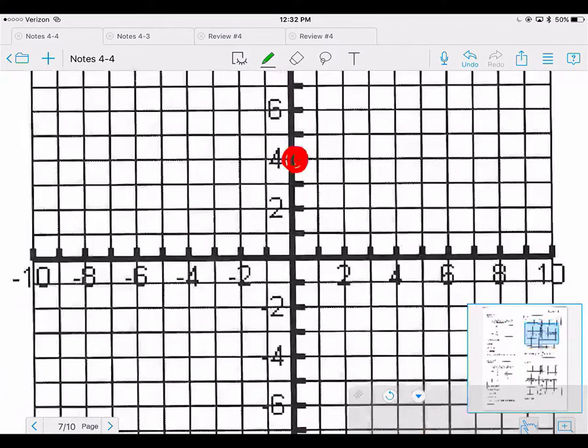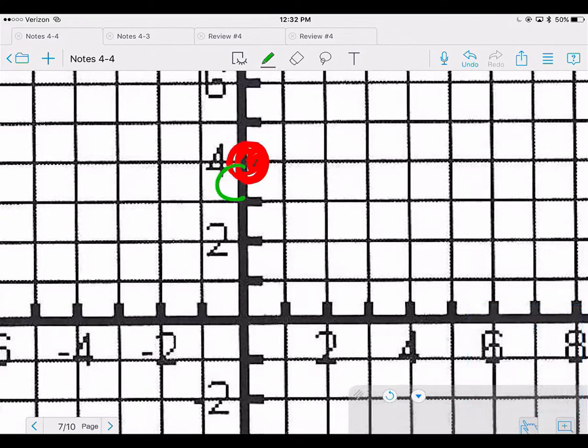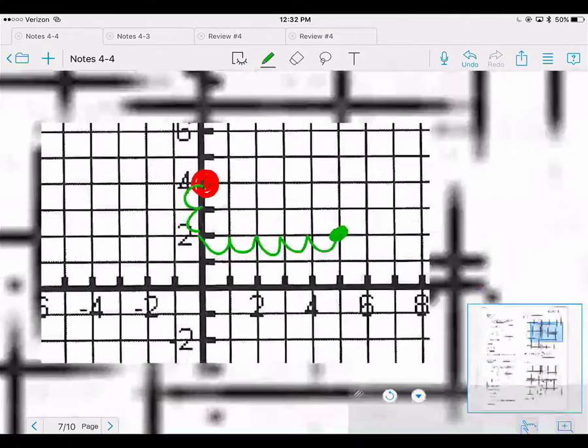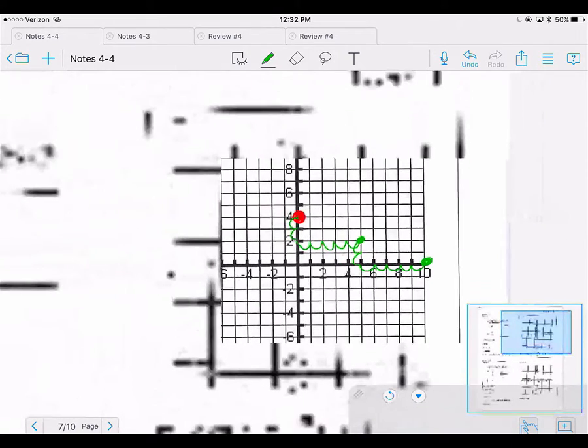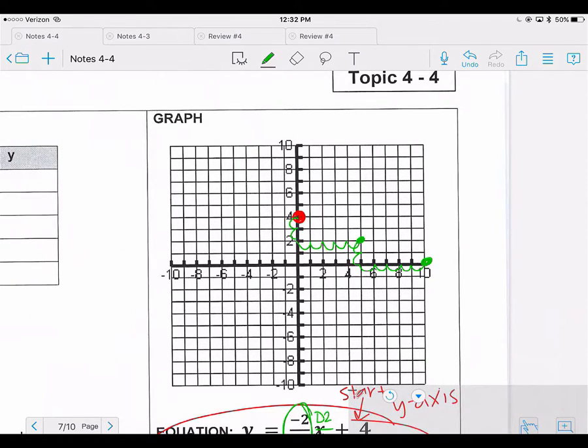So I'm starting at 4. I go down 2 to the right 5. 1, 2, 3, 4, 5. And I put my point there. Again, down 2 to the right 5. And I put another point there. Now, you don't have to do these squigglies. If you want to help you count, then that's fine. Also, remember, you can go the other way. If you go the other way, we would go up and to the left. 1, 2, 3, 4, 5. So my line is a little bit off up at the top. So that's better.